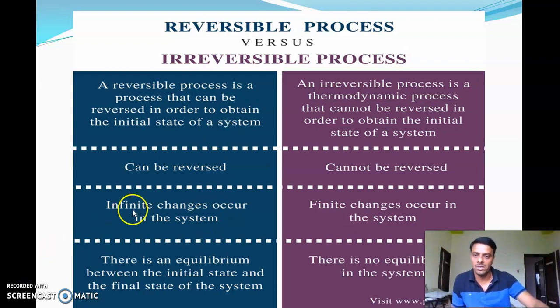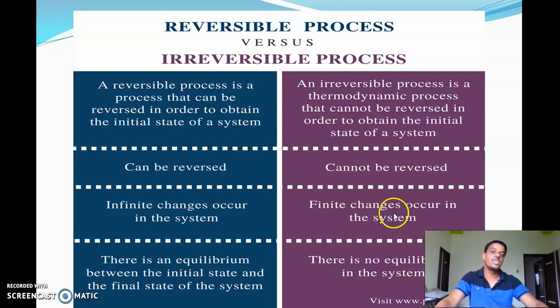Here are a few things that apply to the reversible and irreversible process. A reversible process can be reversed. An irreversible process cannot be reversed. That part we have already discussed. Infinite changes occur in the system in a reversible process; finite changes occur in an irreversible process. This means the changes occurring in a reversible process are infinite, the changes occur to a larger extent. But in an irreversible process, the changes occur to a very limited portion, which means finite changes occur.